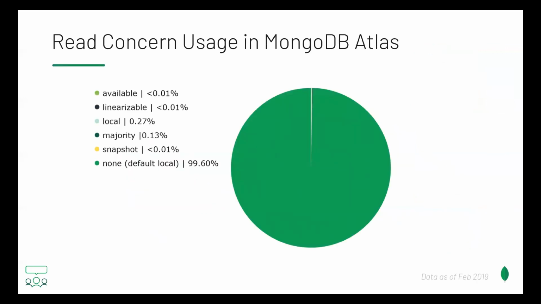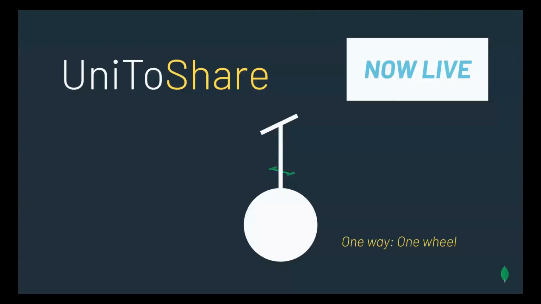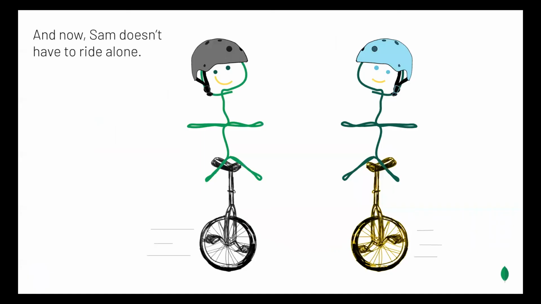From Atlas, we can also see how often read concerns are used in practice. We see that almost no operations specify a read concern. Like with write concern, developers are likely leaving great power on the table that could fix bugs or simplify applications. But not you. You now know about read concern majority and causal consistency and can easily prevent data inconsistencies in your own apps. With your help, Unityshare is now live. And now, with Unityshare live and running smoothly, Sam never needs to ride alone.